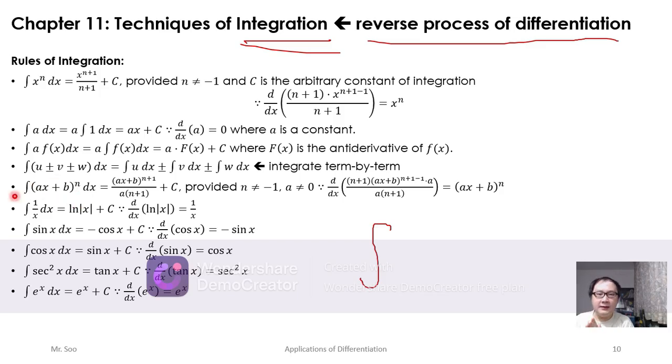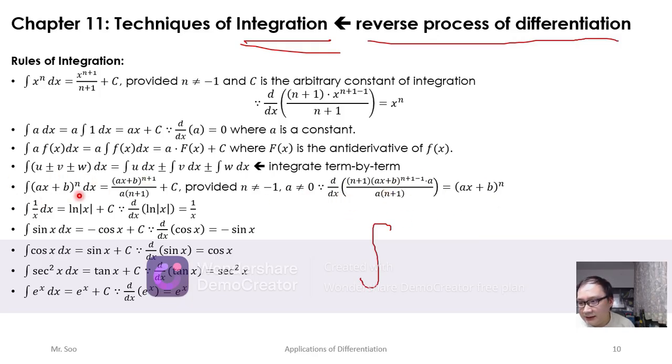Next one, if you have a linear expression raised to the nth power, actually part 5 is the same as part 1. The only thing is you divide by the coefficient of x. You increase the power by 1, which is the same as the first point, right? Ax plus b to the power of n plus 1, then you divide by the new power, and there's an additional a in front in your denominator. Basically, increase the power by 1 and divide by the new power, and then don't forget to divide by the coefficient of x, because we are integrating with respect to x. Clear?